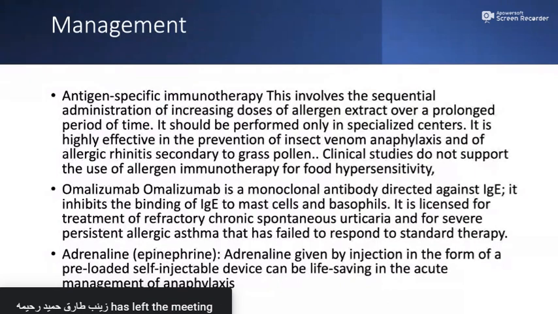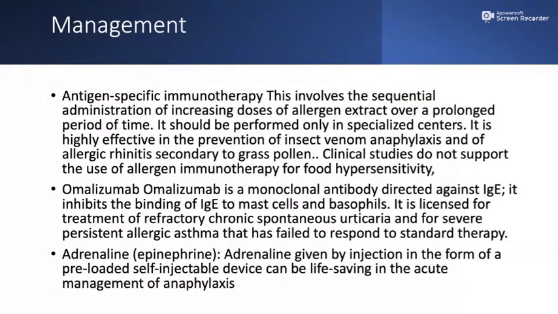Antigen-specific immunotherapy involves sequential administration of increasing doses of allergen extract over a prolonged period of time. We expose the patient to a dose that increases each time until the body gets used to it. It must be done in a specialized center, not anywhere. Where will it benefit us? It will benefit us in the prevention of insect venom anaphylaxis and allergic rhinitis secondary to grass pollen. It was seen in clinical studies to be ineffective in the management of food hypersensitivity, but the studies are still continuing in this field.